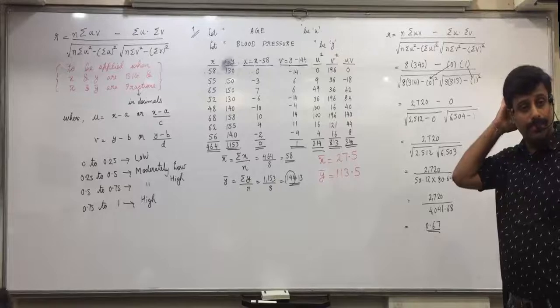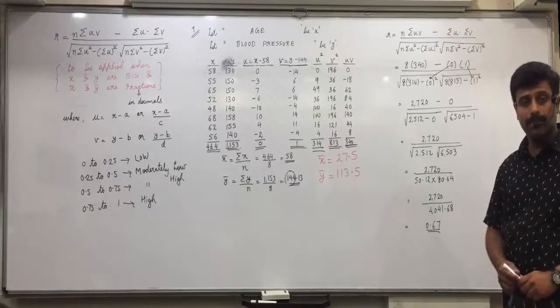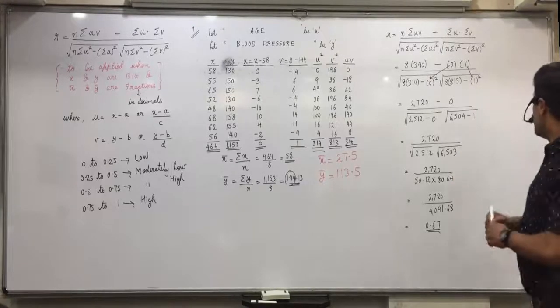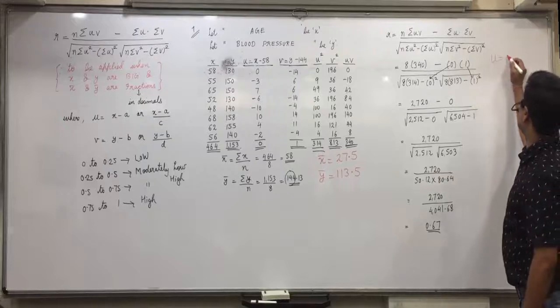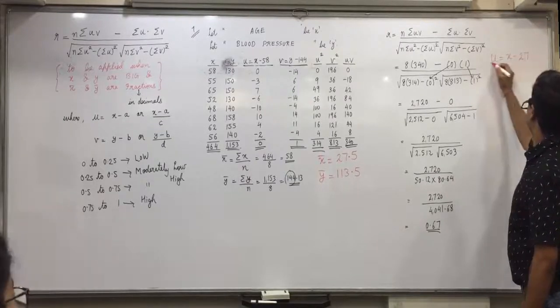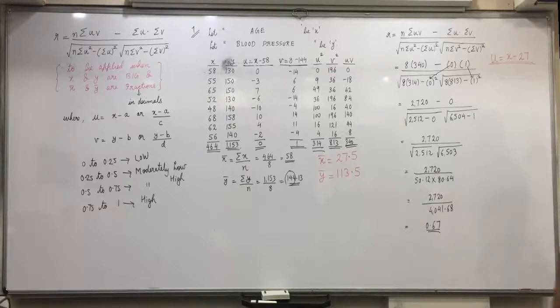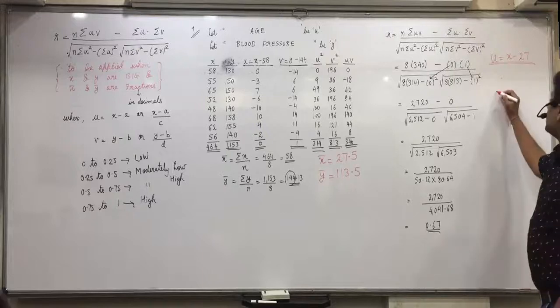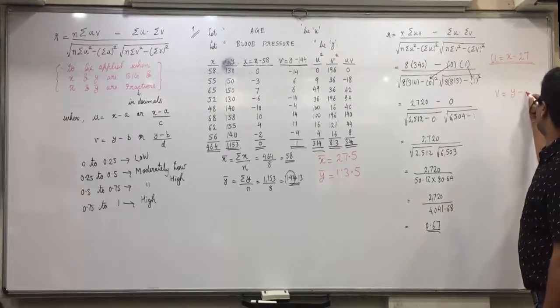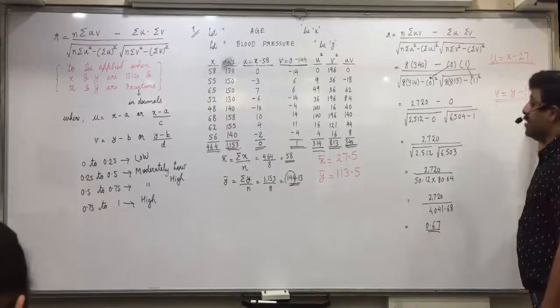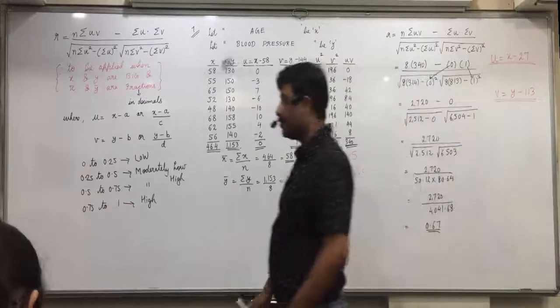U equals x minus 27. Correct. Everyone will be taking u as x minus 27. Is everyone clear with that? Yes. Dhruv, how will we take v? Y minus 113. Everyone will be taking assumed mean in y as 113. Continue further now.